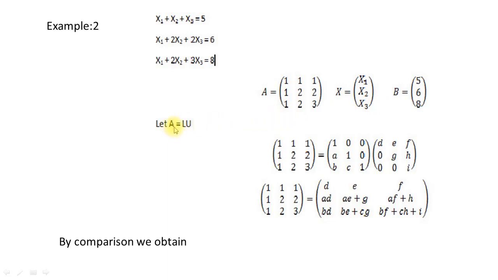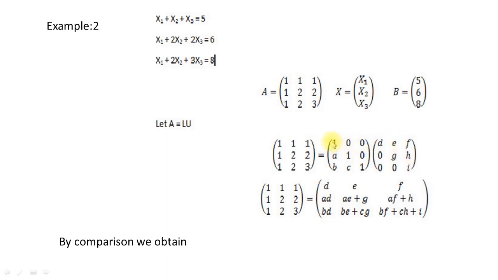Now to decompose the matrix A into LU, this is matrix A and this is matrix L and this is matrix U. And dear students, now I want to tell you about the other methods. We can multiply the lower triangular matrix and upper triangular matrix, and then by comparing the right hand side with the left hand side matrix A, we can find the unknowns of the lower triangular matrix.